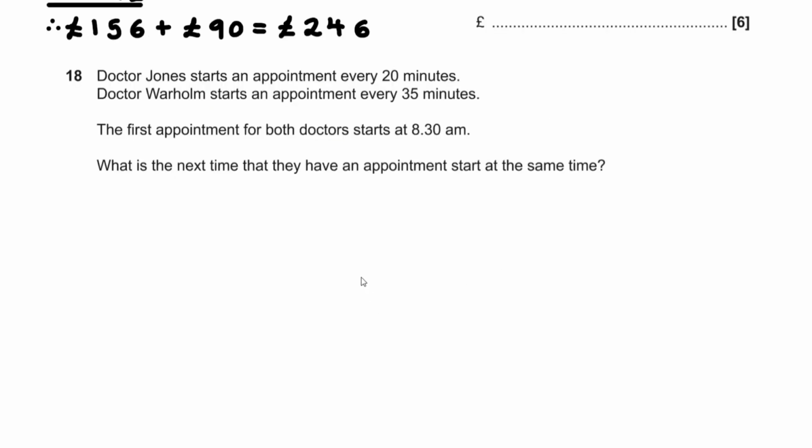Question number 18. Dr. Jones starts an appointment every 20 minutes. Dr. Warholm starts an appointment every 35 minutes. The first appointment for both doctors start at 8:30 a.m. What is the next time they have an appointment at the same time? What we have to do is find the lowest common multiple of 20 and 35.